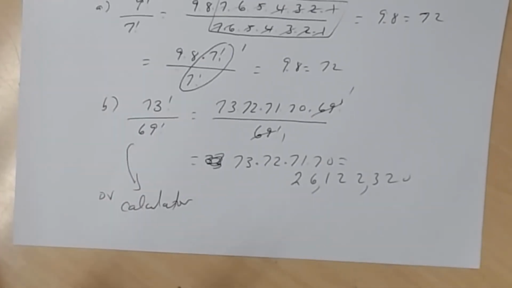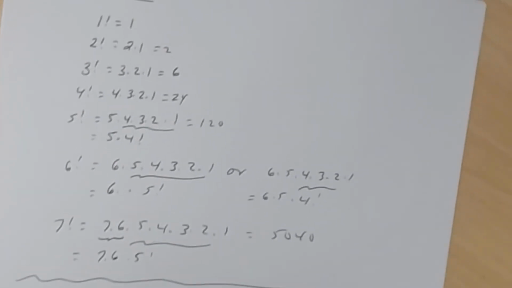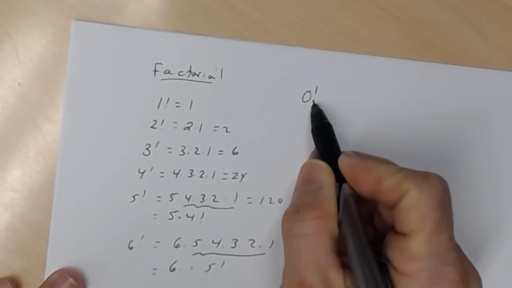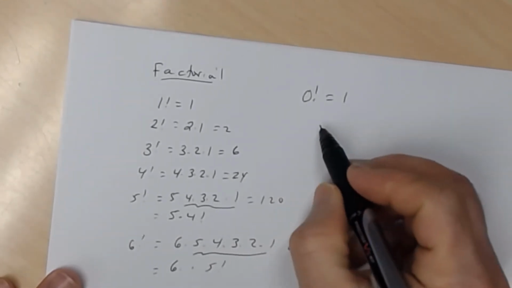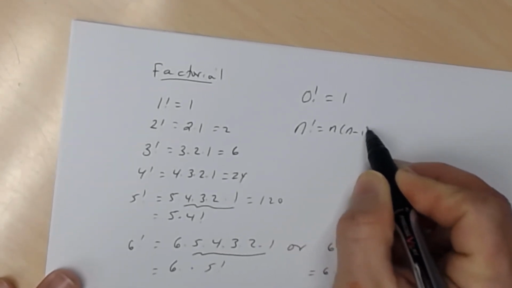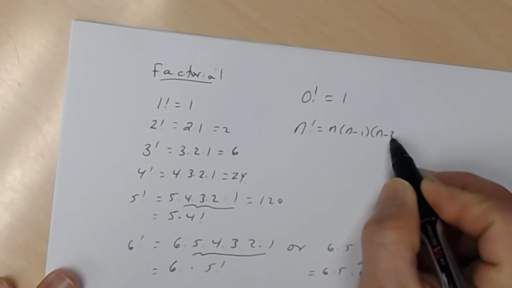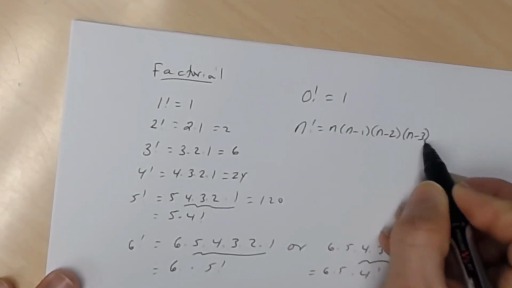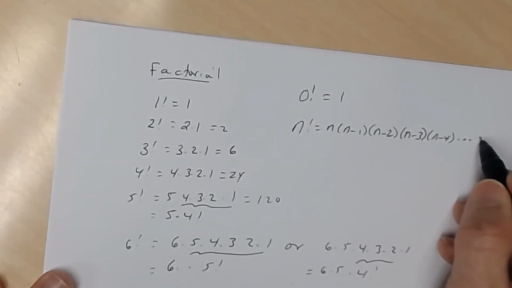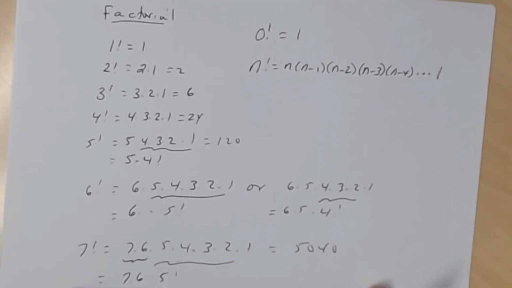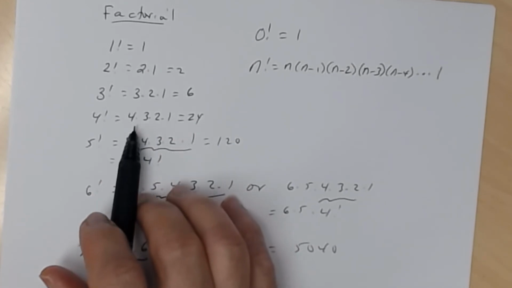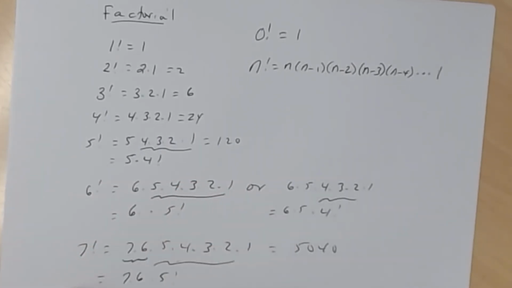Also remember, I didn't mention this here, but 0 factorial by definition is equal to 1. And remember the notation for n factorial is n times n minus 1, n minus 2, n minus 3, n minus 4, dot, dot, dot, all the way to 1. You see all this idea listed here: 3 times 2 times 1, 4 times 3 times 2 times 1, and so on.